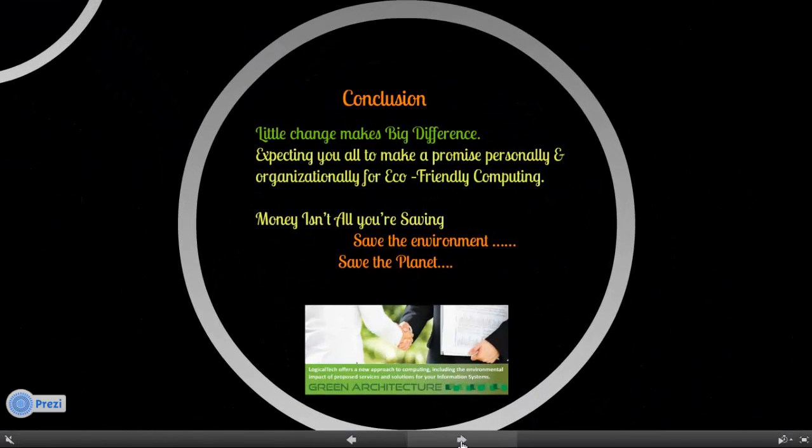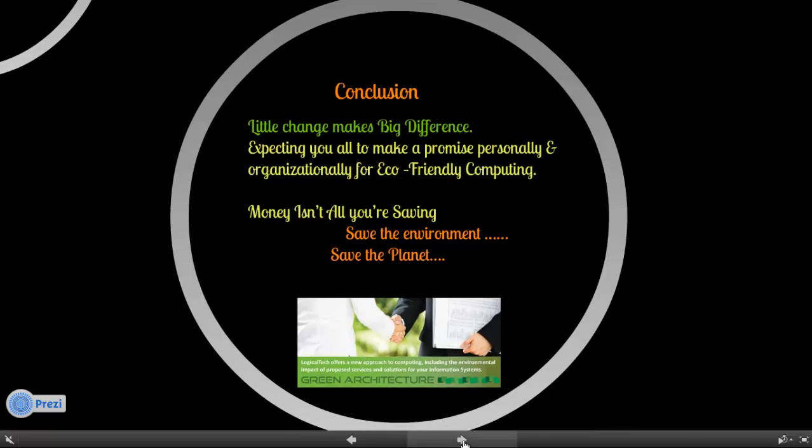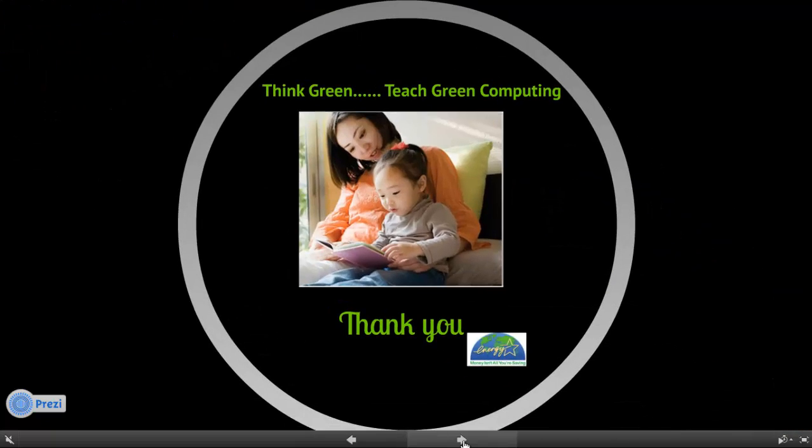Conclusions. Little changes make a big difference. Of course, little drops of water make a mighty ocean. So, I expect you all to make a promise, personally and organizationally, for eco-friendly computing. I hope you all just think of green. Money is not all you are saving. Save the environment, save the planet. Think green, teach green computing.